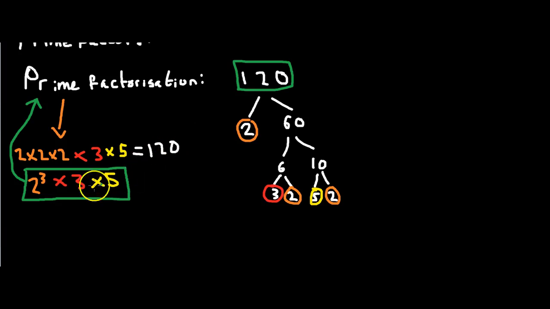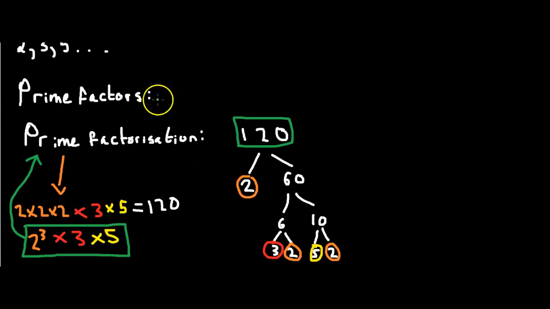Okay, but what are the prime factors of 120? If we just go up here, the prime factors of 120 are therefore 2, 3, and 5. These are the prime factors of 120. There are no more prime factors of 120.